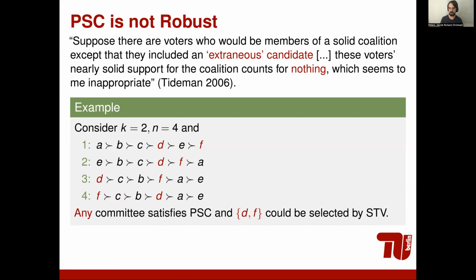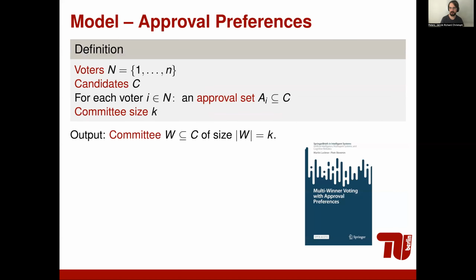Now, how do we formalize this? Well, we take a short detour to the much more recent model of approval preferences. And there's a great book on this topic, on proportionality and approval preferences and multiwinner voting by Martin Lackner and Piotr Skowron. It's freely available on the internet, so I would recommend to check it out, it's a great resource. In this model, we again have n voters. We want to select k candidates. But now, instead of a ranking, the voters have approval sets. So they tell you, I like these, let's say, 3 candidates, and then another voter will tell you, I like these 4 candidates. We want to, again, select a committee of size k.